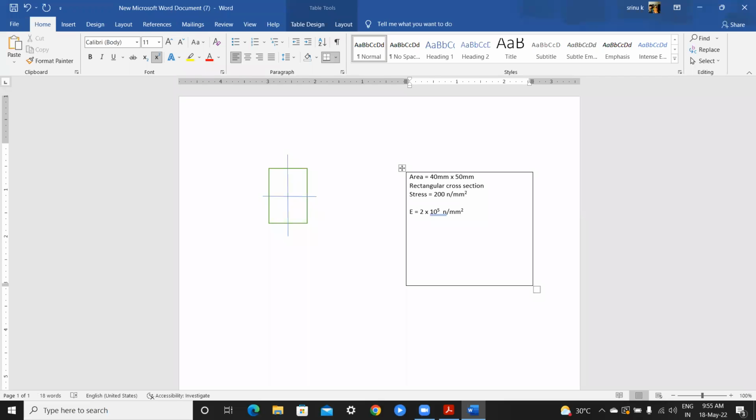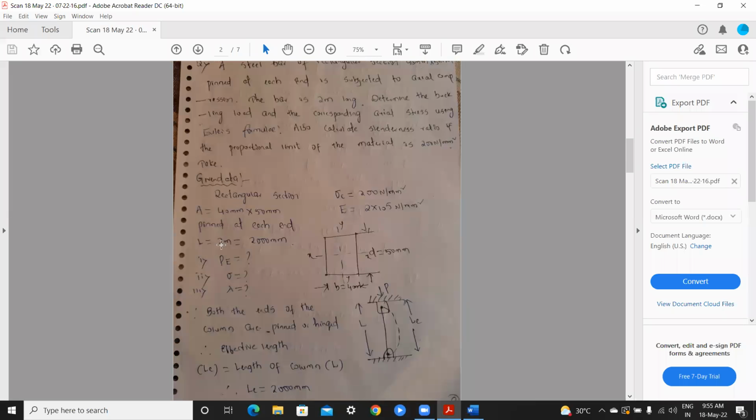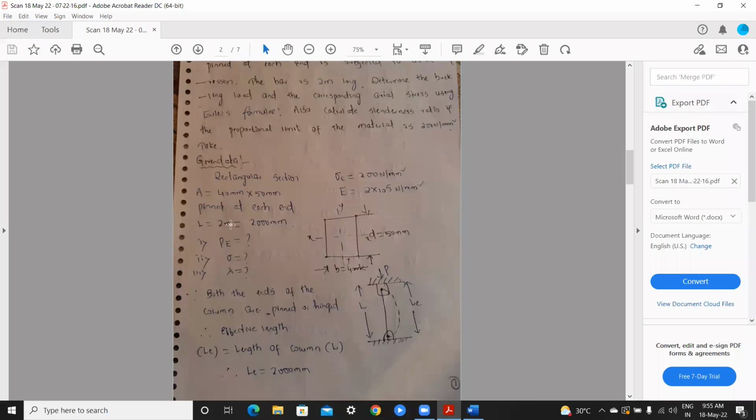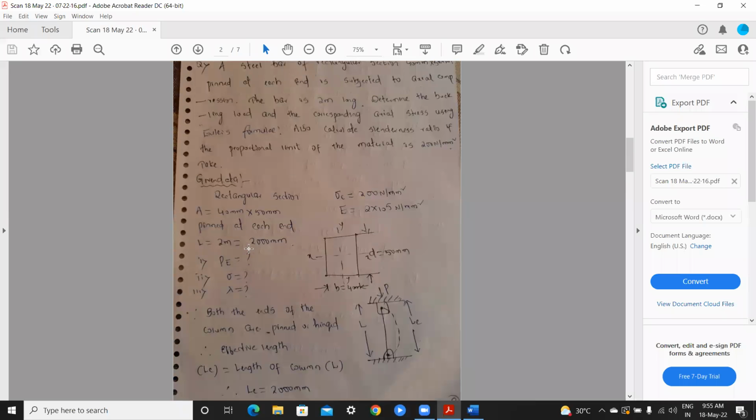So here we have to calculate. These are the given data for us: rectangular section and length 2 meter. We have to calculate the stress and the corresponding axial load, with the column subjected to axial compression.